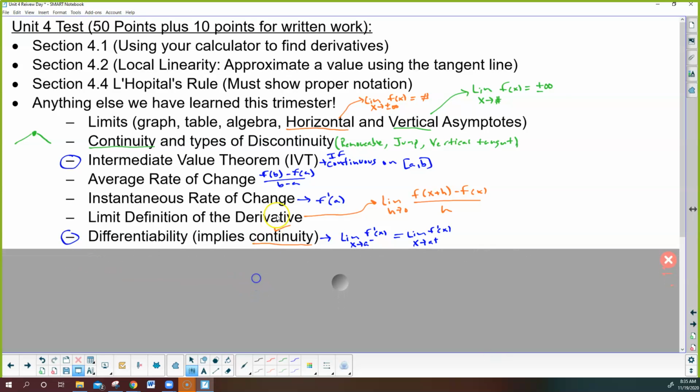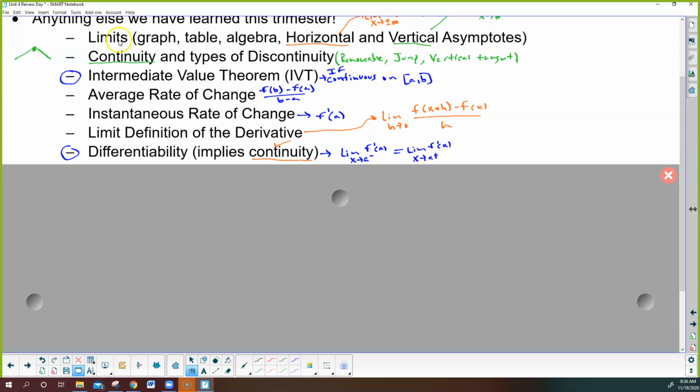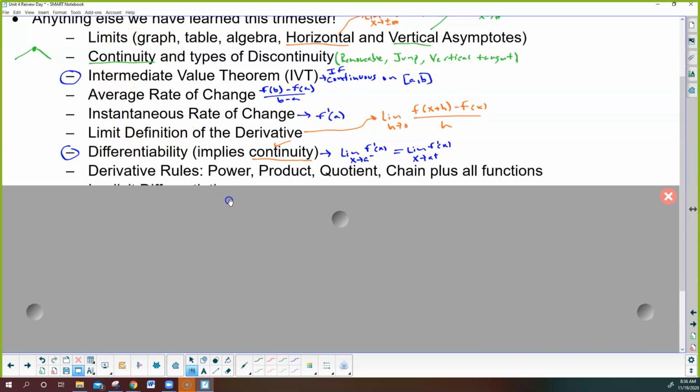Okay, so basically almost all of this was Unit 1 and part of Unit 2. That was the early on stuff this year. And a lot of it is kind of definitions and theories. Then we got into the rules. And the derivative rules are huge, right? We've been using that ever since we learned it.